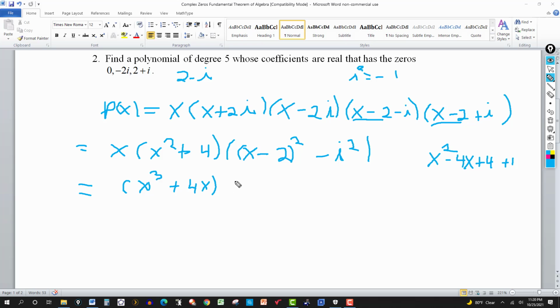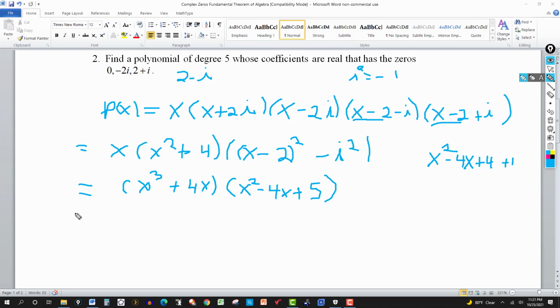So to simplify this, then in the next parentheses, I'll have x squared minus 4x. And 4 and 1 is 5. And now I've simplified it so that now I don't have any i's. Okay, so this could be the answer here. But your instructor might want more simplification here.